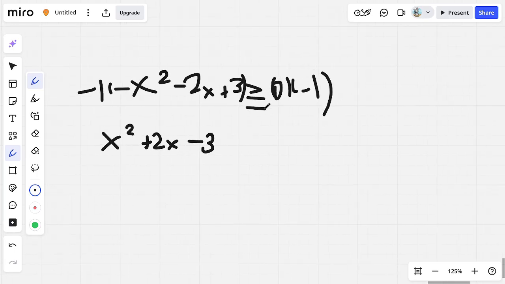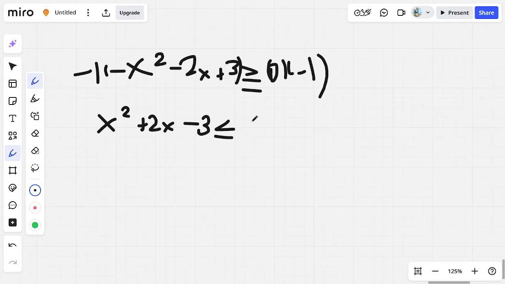And remember, when you multiply the entire inequality by a negative integer, the inequality symbol flips. So now you have less than or equal to 0.